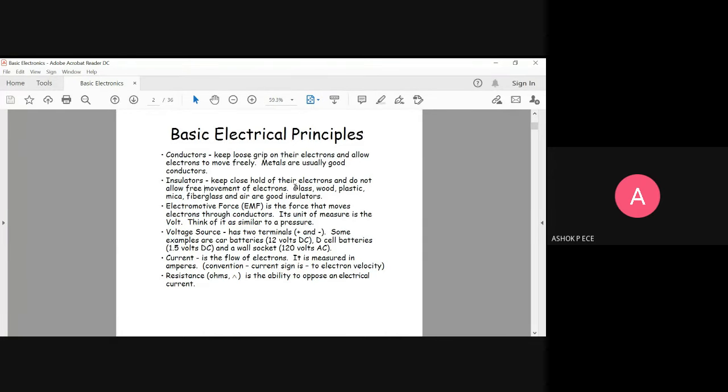So, examples for insulators: you have glass, wood, plastic, mica, and air, which are very good insulators. So, you take glass, you give voltage, there will be no current because you cannot free the electrons and constitute the current.